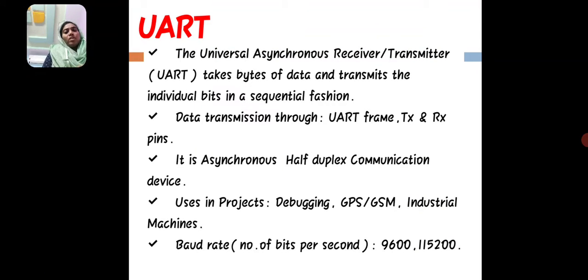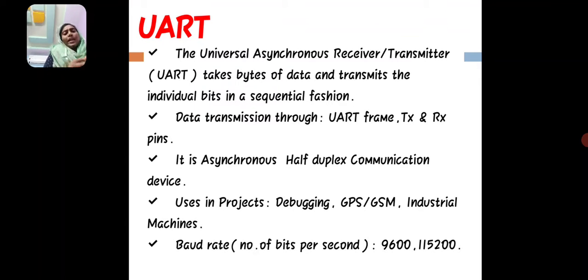First one is UART. So UART is universal asynchronous receiver and transmitter. It takes bytes of data and transmits the individual bits in a sequential fashion. As I earlier discussed, UART is an example of a serial communication protocol. So here data is transmitted sequentially one by one. It is mainly used for communication between two devices. So to communicate between two devices we use UART. UART is an asynchronous half duplex device.